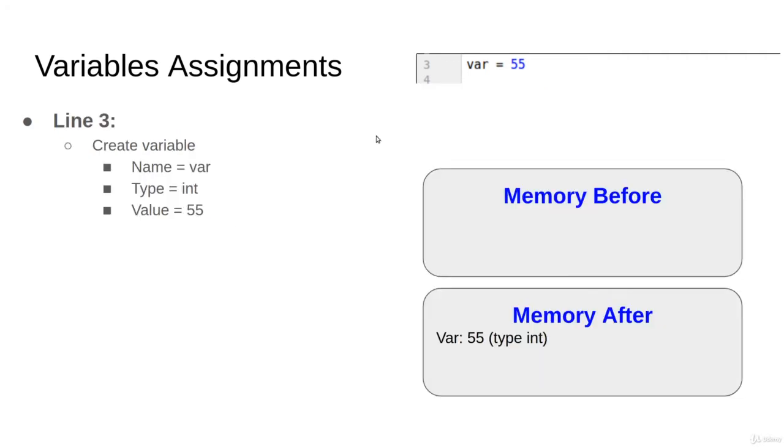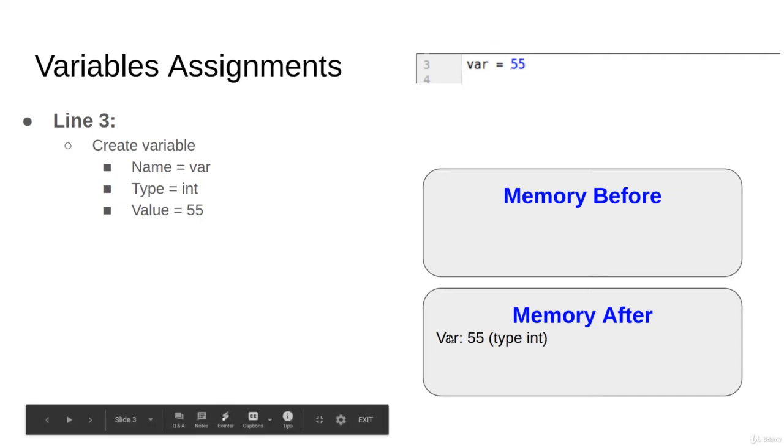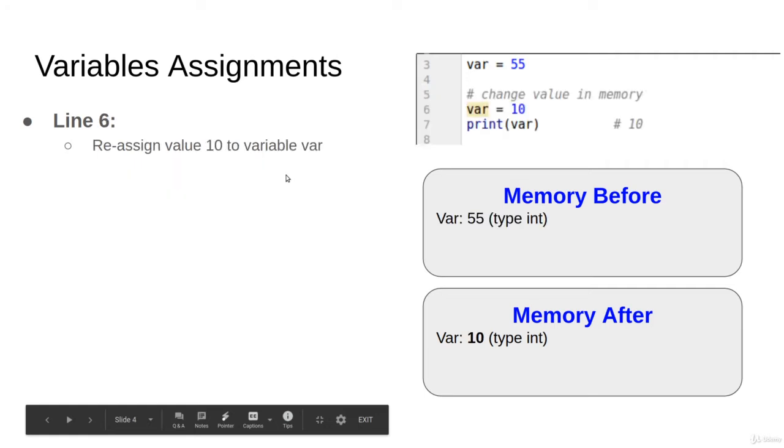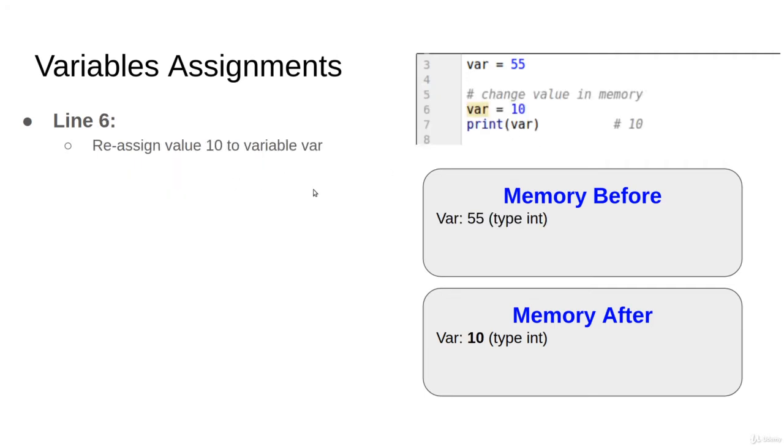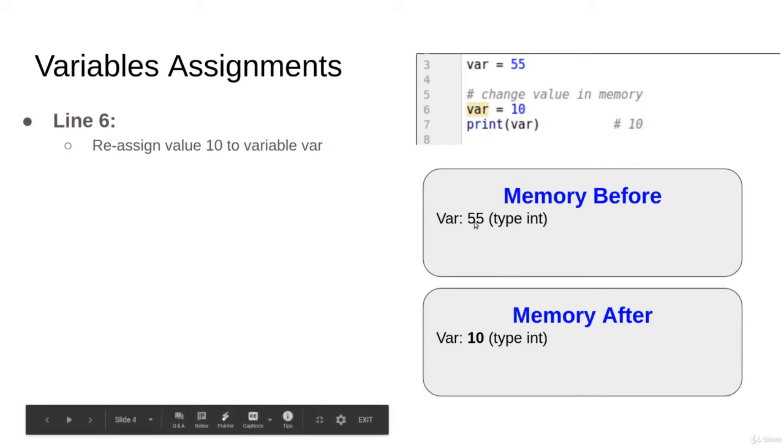Let's go. In line 3 here, we have var equal 55. It is a command. It means go to the memory, put the variable var, its initial value is 55, which is of type integer. So far, so good. In line 6, we started to reassign the value in the memory. So var now has value 10. Going to the memory, the new value is going to be changed to 10, but the type is same. So what has changed so far is the value changed from 55 to 10, but the integer data type is still the same.